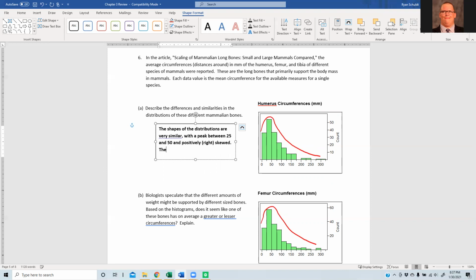And then, as we mentioned, the humerus and femur circumferences extend closer to 300 millimeters as compared to the tibia, which stops just shy of 250 millimeters.